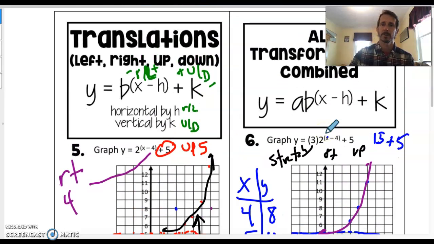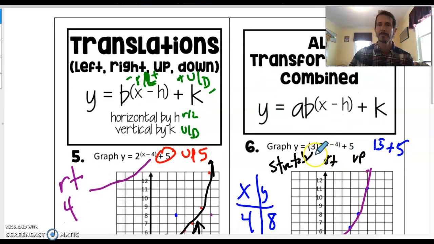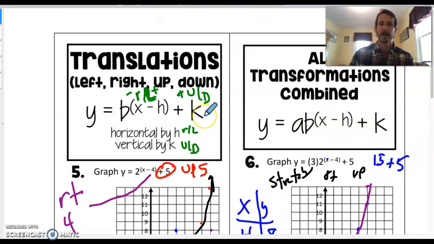This last one was a bit crazy. I'm going to ask you to look at some equations and just identify what the transformations are at this point. So this is your stretch, or if it's negative, it's a reflection. Inside here is your right or left, and it's opposite of the sign. And out here at the back, just hanging out by itself, is your up or down. And it is just like the sign says, a positive is up and a negative is down. So that is your lesson on transformations for exponential functions.